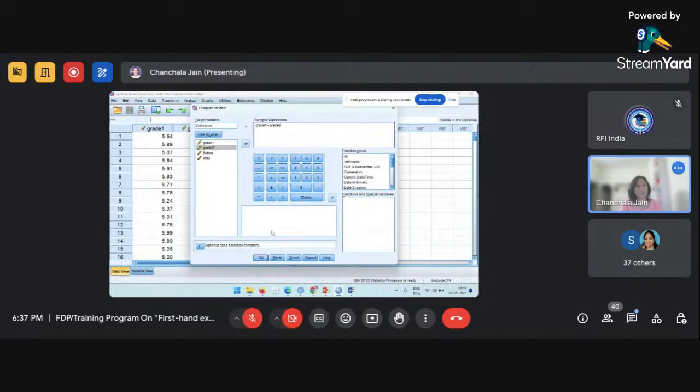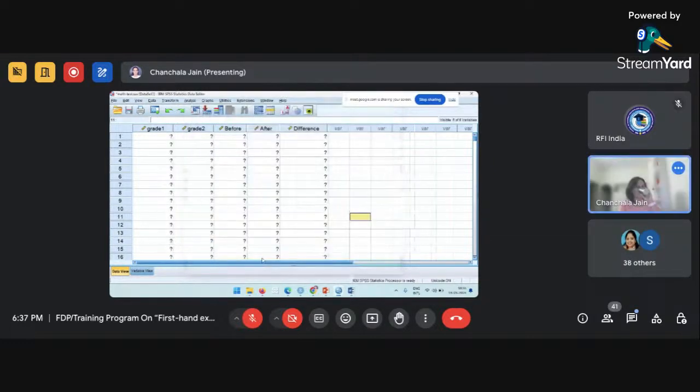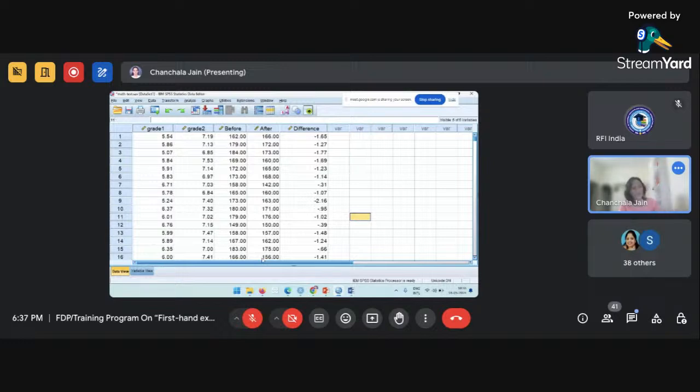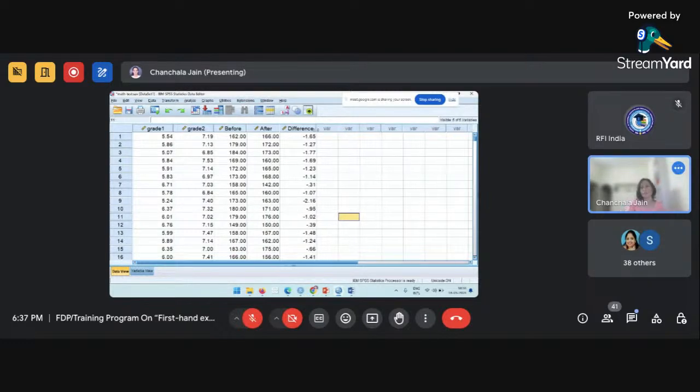It is okay. Yes, ma'am. Then you can click on the OK button. In a second, you can see we are having the difference column available with us in the data view. I hope everyone has got this. Got this, ma'am.